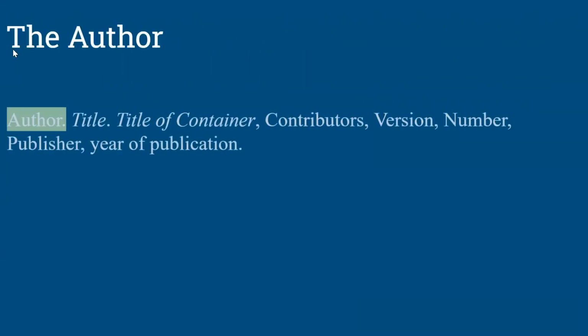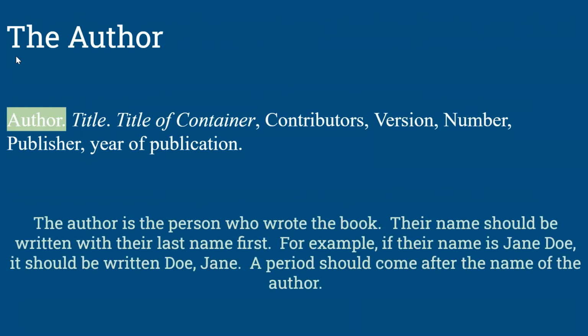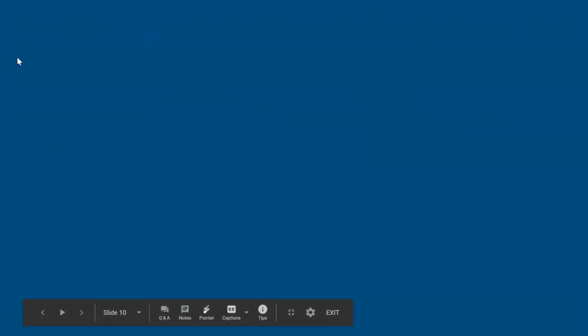The author. So we're going to break it down here, and you're going to learn about each different part of the citation so you know what to do and how it all could fit together. The author is the person who wrote the book. Their name should be written with their last name first. For example, if their name is Jane Doe, it should be written Doe, comma, Jane. A period should come after the name of the author.